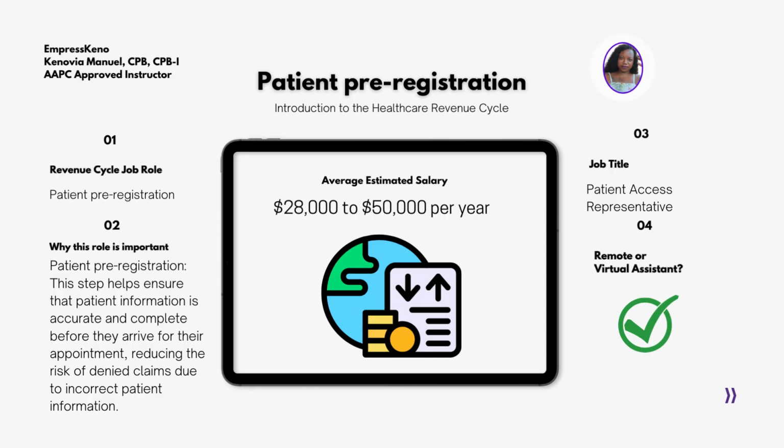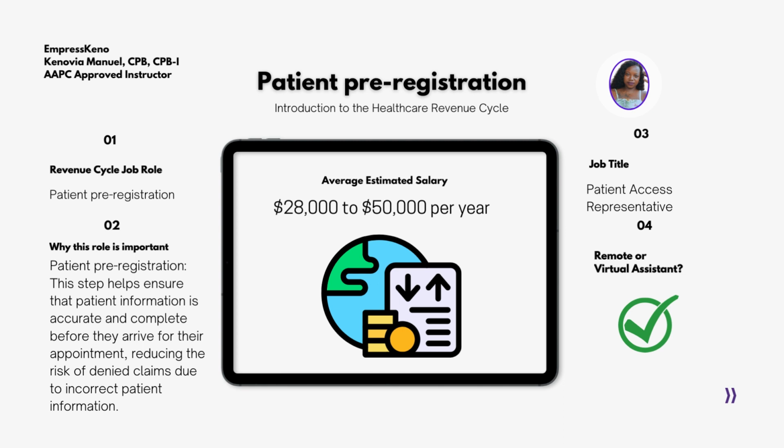A very key step, and what we might call the first step of the revenue cycle in accordance to healthcare, is patient registration. Now, you all might be familiar with patient pre-registration because anytime you go to the doctor or any type of healthcare provider, you need to fill out paperwork or any accompanying electronic documentation to let the healthcare provider know why you're being seen today. Patient pre-registration helps to ensure that patient information is accurate and complete before they arrive for their appointment, reducing the risk of denied claims due to incorrect patient information.